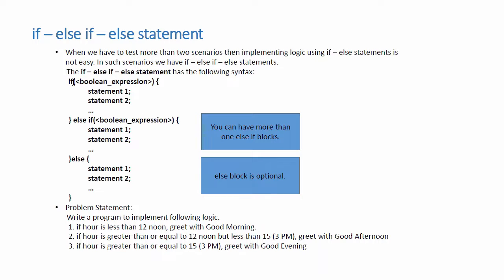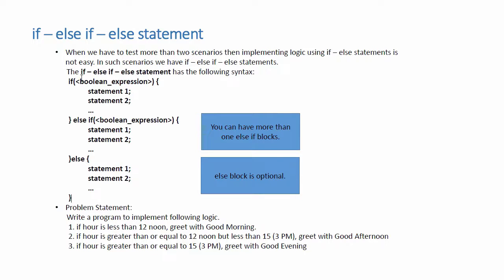It starts with if boolean expression, then block of statements, then else if boolean expression, block of statements, and finally else, and then block of statements. Here you can have more than one else if blocks, and the else block is optional over here. If you want, you can completely omit it.